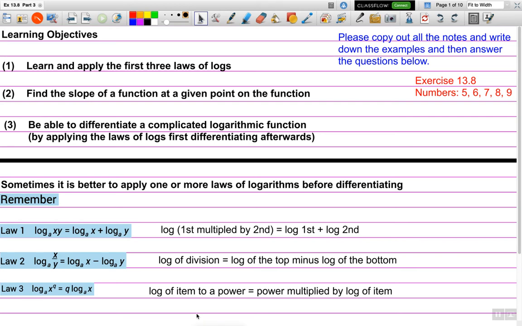Okay, the learning objectives for this section of work are to learn and apply the first three laws of logs, which are indicated below; find the slope of a function at a given point on the function; and be able to differentiate a complicated logarithmic function by applying the three laws of logs below. You're expected to copy out all the notes, write down the examples, and then answer the questions which have been indicated in red below. The expectation is that you will do this over a couple of days.